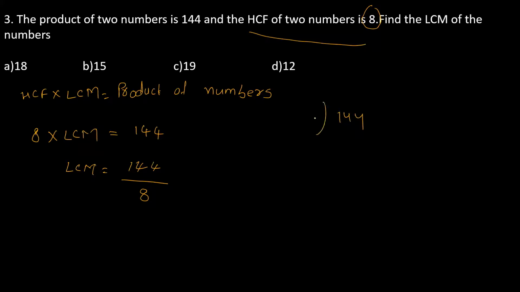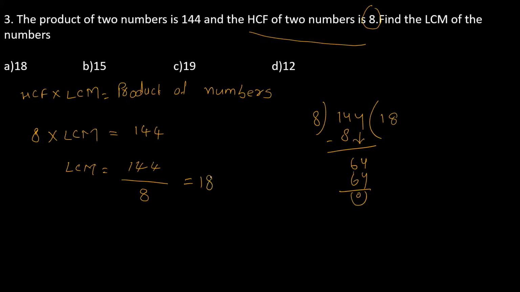144 with 8. 8 to the 16. So we have to take 8 ones. 8 ones are 8. If we subtract 8 from 14, we will get what? 6. Okay. 9, 10, 11, 12, 13, 14, 6. Write down the next number, drop down the next number, 64. 8 8s are 64. So 18, which is 18.